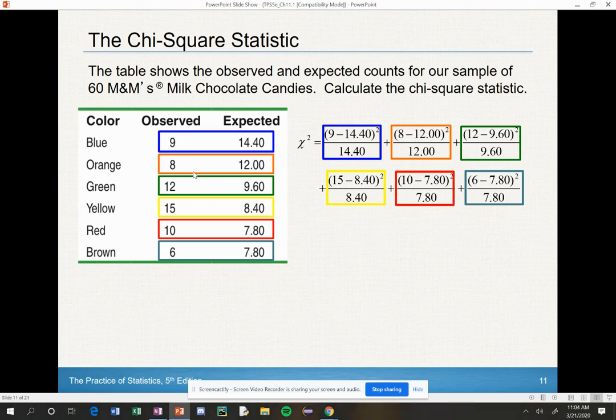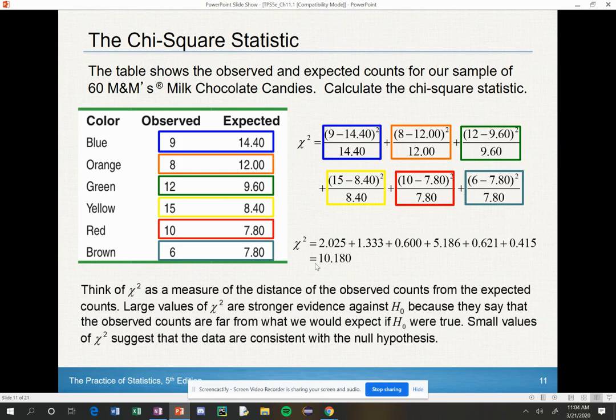Then we do the same for the orange. We do 8 minus 12, squared, divided by 12. Notice the expected is different for most of these values. These two are the same, but that's just a coincidence, because the stated color distribution said that the red and browns had the same probability. The grand total of all those differences equals 10.18. This is not a probability. This is what we call the chi-squared statistic. This is our line in the sand that's going to determine our p-value.